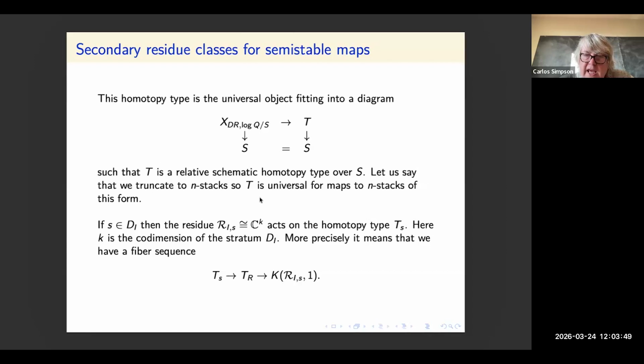Okay, and so each fiber of this T over S is going to be the de Rham homotopy type, the logarithmic de Rham homotopy type of the fiber. If we have a point in one of the strata, then the residue acts on that homotopy type. The residual space is a k-dimensional complex vector space, and it means we have an action. So having an action really means having a fibration sequence with some total space mapping to the K(π1) space of that group, and then the fiber is T_S. Okay.